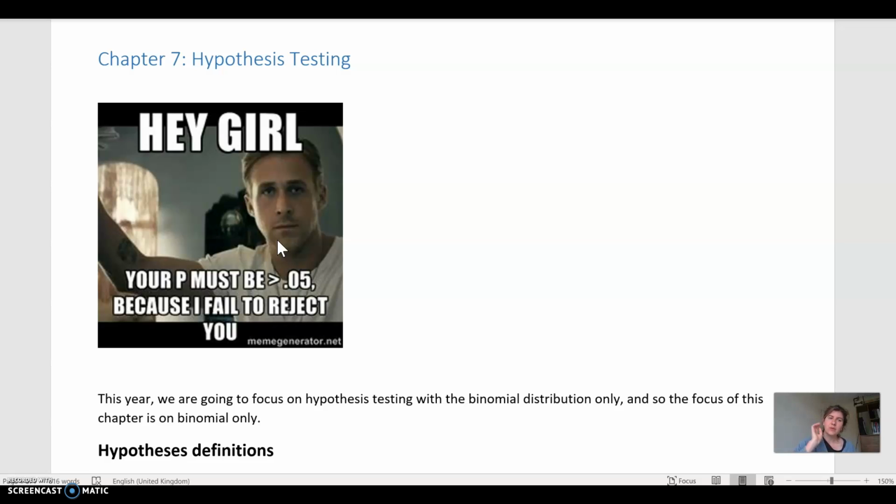Okay, so what we're looking at now is hypothesis testing. Now, this is tricky. It takes a long time to get your head around. Trust me, there's lots of weird terminology, and there's a bit of convoluted thinking. So don't stress too much if you're really panicking at the moment.